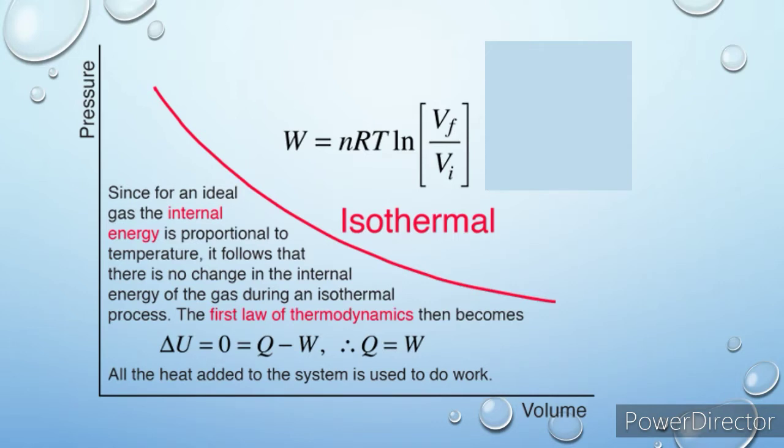So since for an ideal gas, the internal energy is proportional to temperature, it follows that there is no change in the internal energy of the gas during an isothermal process. The first law of thermodynamics then becomes change in internal energy is equal to zero, and heat transfer minus work, or heat transfer is equal to work. All the heat added to the system is used to do work. So that is in isothermal processes.